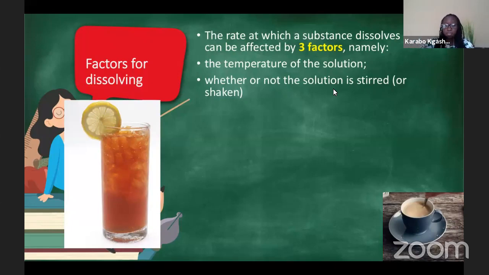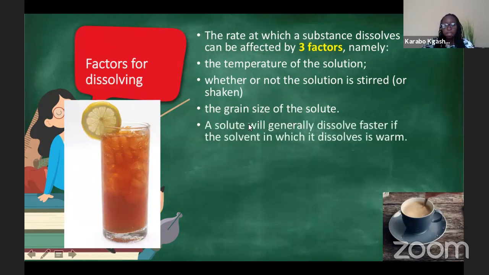All right. And lastly, the grain size of the solute. Now, if you've got brown sugar crystals, which are a lot thicker, it's going to take a bit longer to dissolve. Whereas the white sugar crystals, because they're just a bit smaller, they're going to dissolve a whole lot quicker. All right. A solute will generally dissolve faster if the solvent in which it dissolves is warm. That's why you'll find that sugar dissolves a whole lot quicker inside warm or hot water. But if I had to put the sugar inside ice water, it's going to take a bit longer.